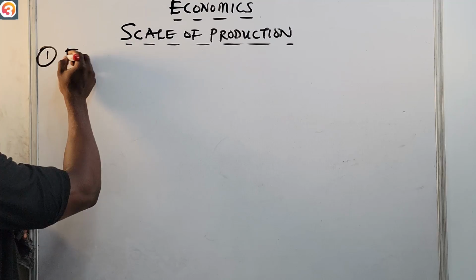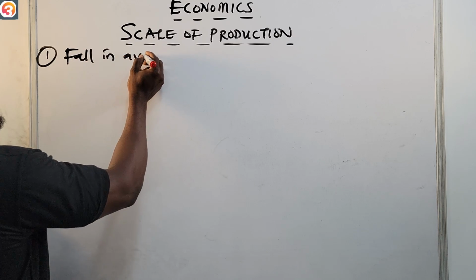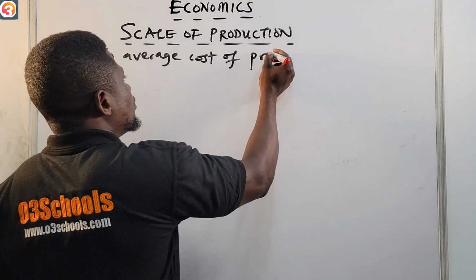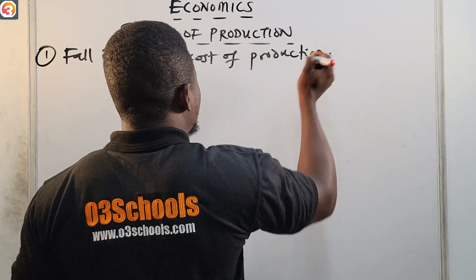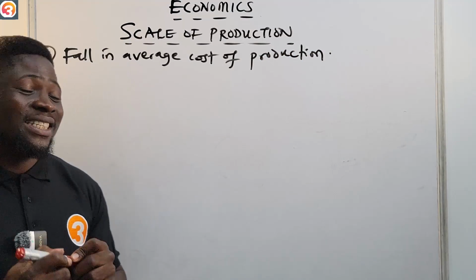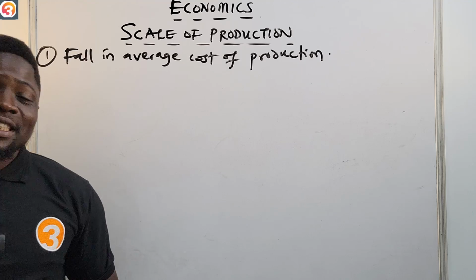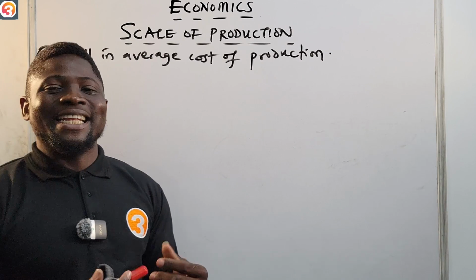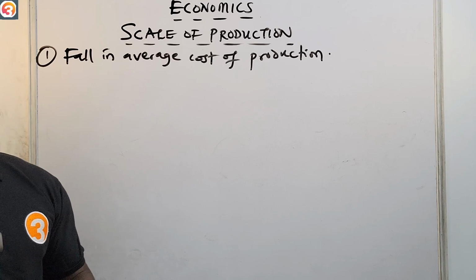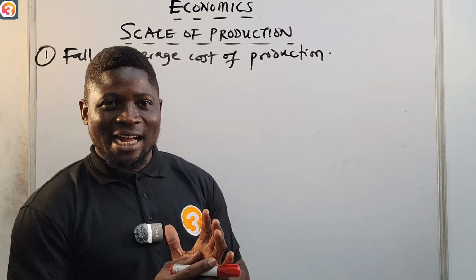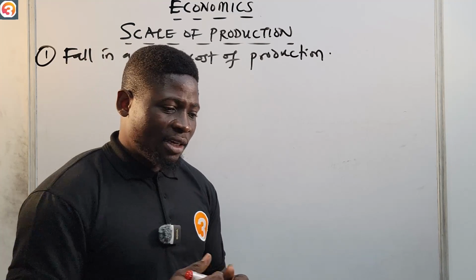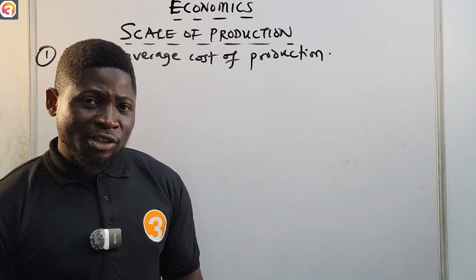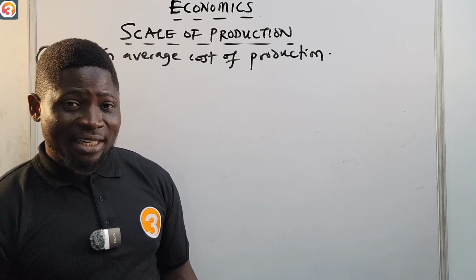Number one, fall in average cost of production. This is one of the first and foremost important advantages that firms enjoy when they operate on a large scale. For example, let me make a small analogy, and I think you can relate to it. If you go to where they sell things wholesale, is it not cheaper than where you go and get it at retail prices?